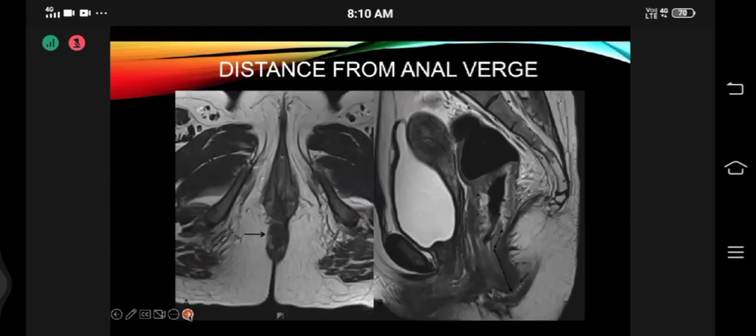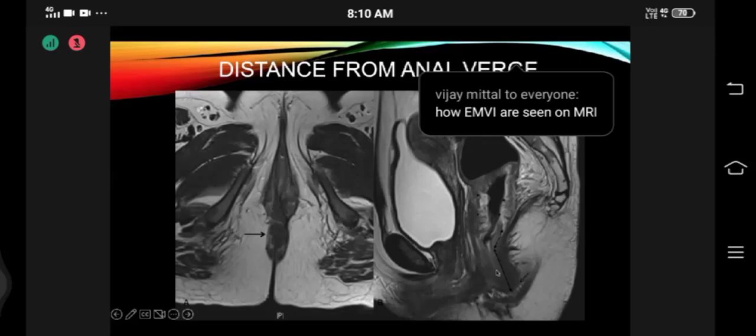So distance from the anal verge, how is it measured? This is the rectum, and where it reaches the skin, that is the anal verge. On distal section, you will see a hyperintense line. And on anal verge, this is the gluteal cleft. So when the gluteal cleft meets the anal canal, and where the anal canal becomes a circular part, that is the anal verge. And this is where you will measure the distance from the anal verge.